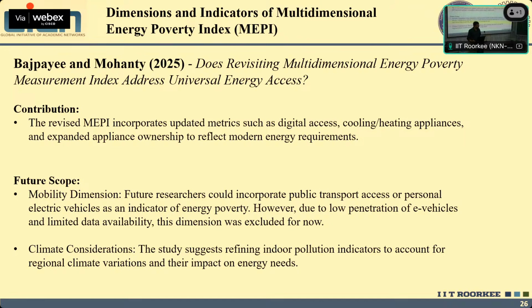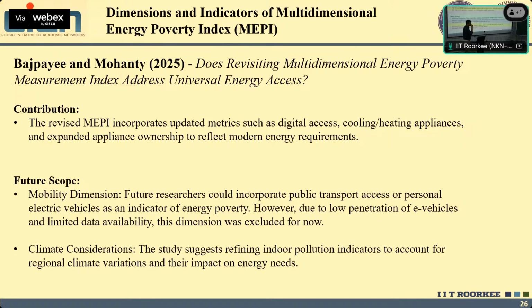Though we have mentioned some of the other scope for working as a scholar, you might be thinking for your own work. Future researchers could incorporate public transport access or personal electric vehicles as an indicator of energy poverty. However, due to the low penetration of e-vehicles so far on our roads and limited data availability, these dimensions were excluded for now. Okay. So, you mentioned only personal electric vehicles.